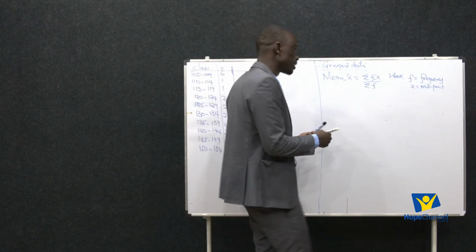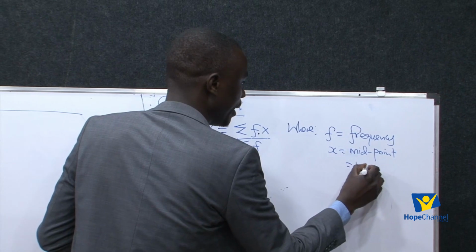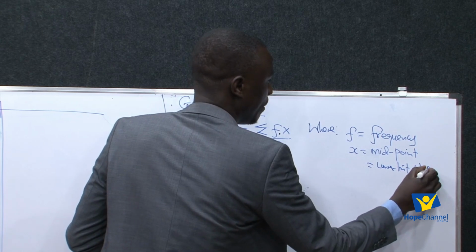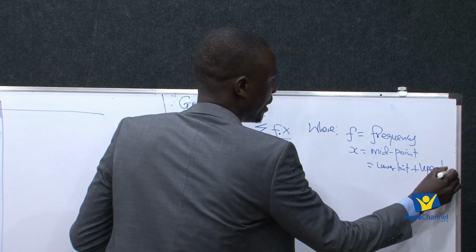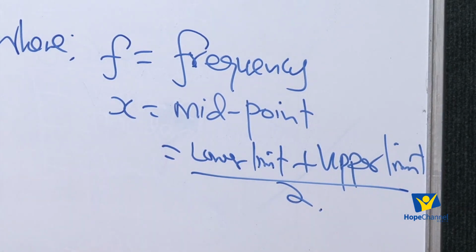Midpoint in this case means that you take the lower limit, or the upper limit, whichever one you want to start with, plus the other limit, and you divide by 2. You are finding the midpoint. It is like you are finding the average. So you are finding the midpoint, or what we are calling the average.